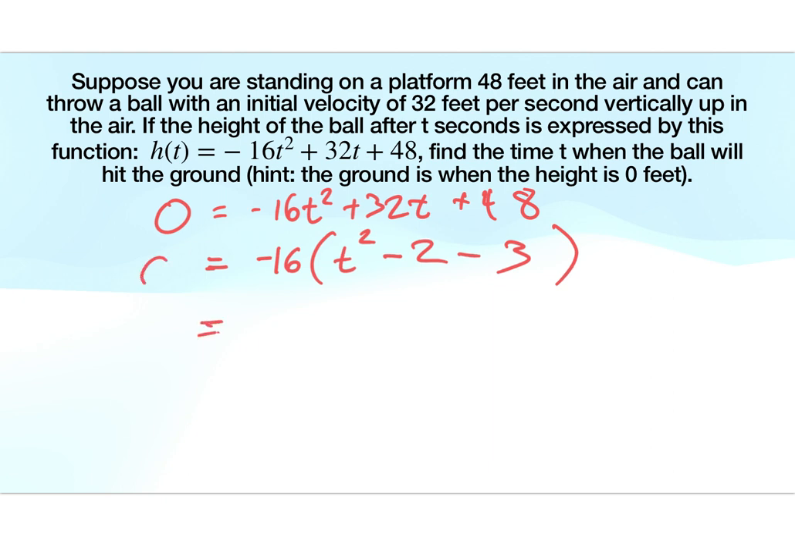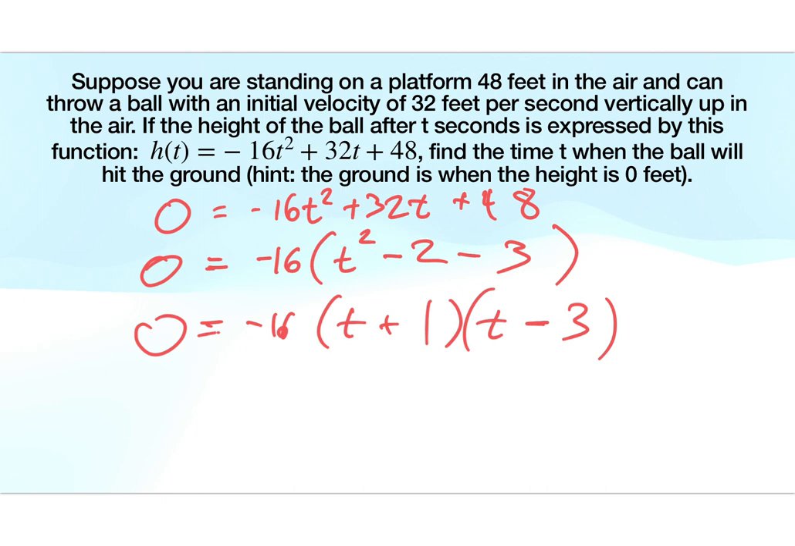If I can factor out the negative, then I can look and say, is this going to be t and t? Two numbers that multiply to negative 3 that add to negative 2. Well, they multiply to a negative, which means one of them is positive and the other one's negative. And they add to a negative number, which means the bigger one has to be the negative one.